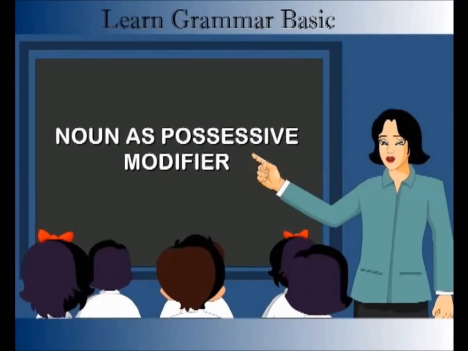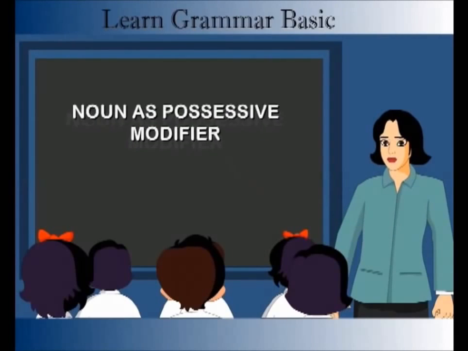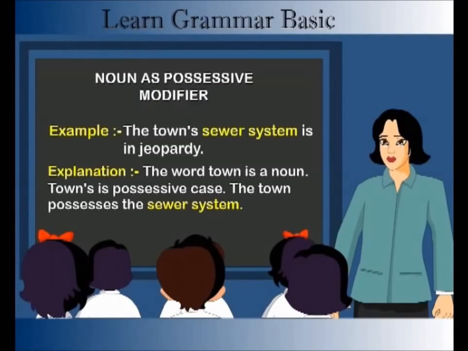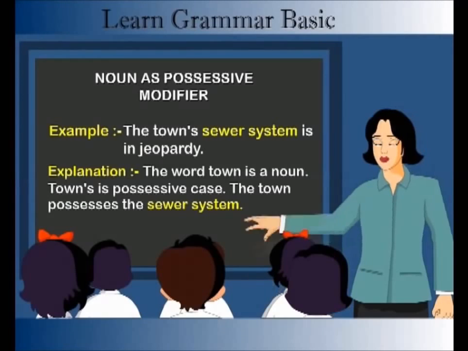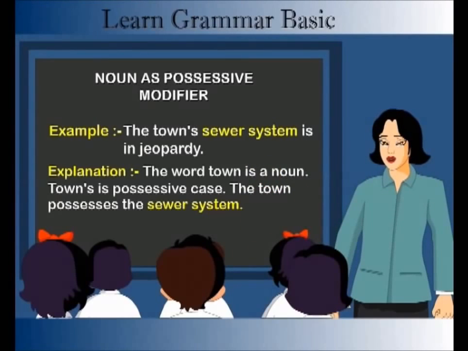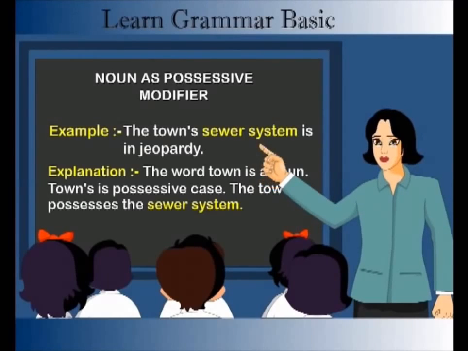Noun as possessive modifier. Example: the town's sewer system is in jeopardy. Explanation: the word town is a noun. Town's is possessive case. The town possesses the sewer system.